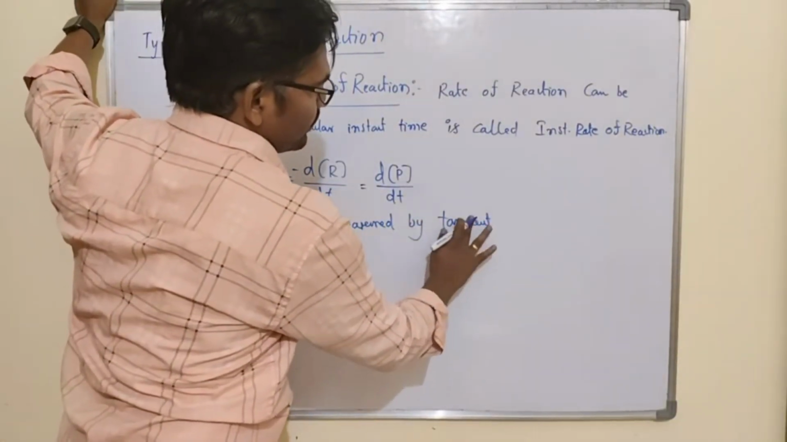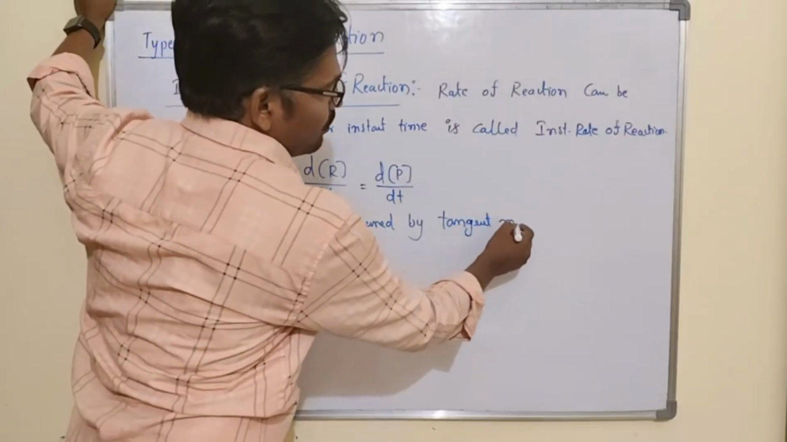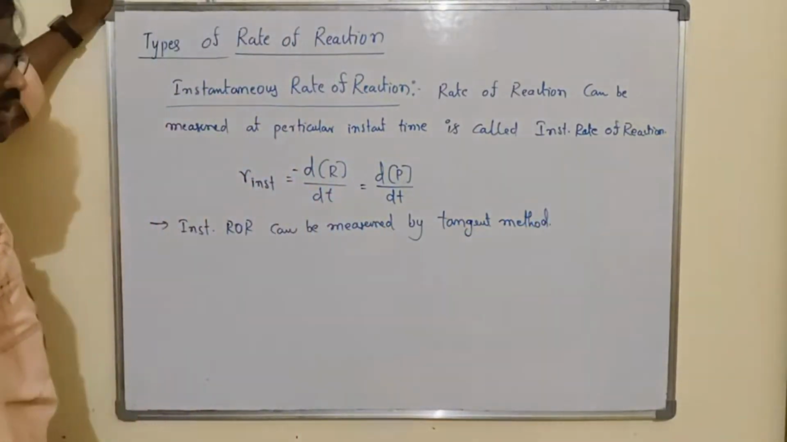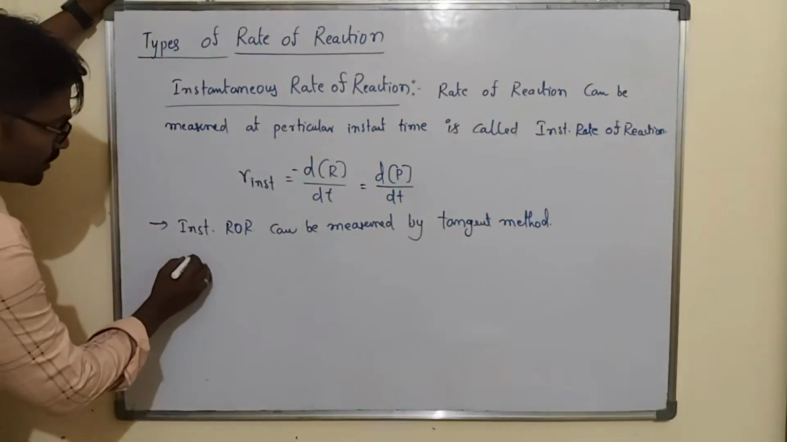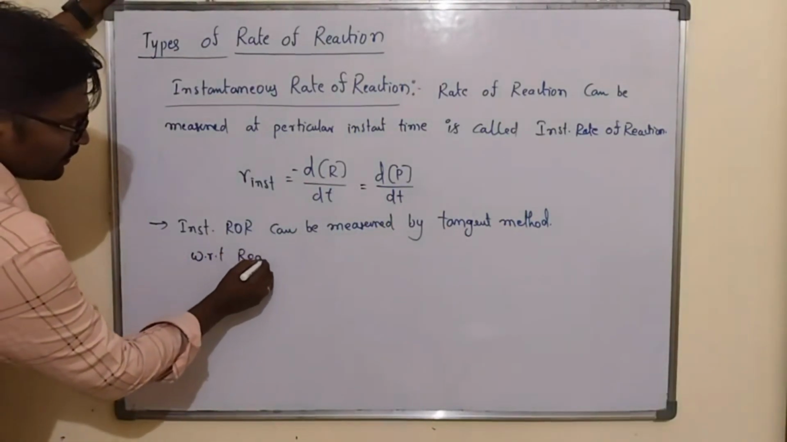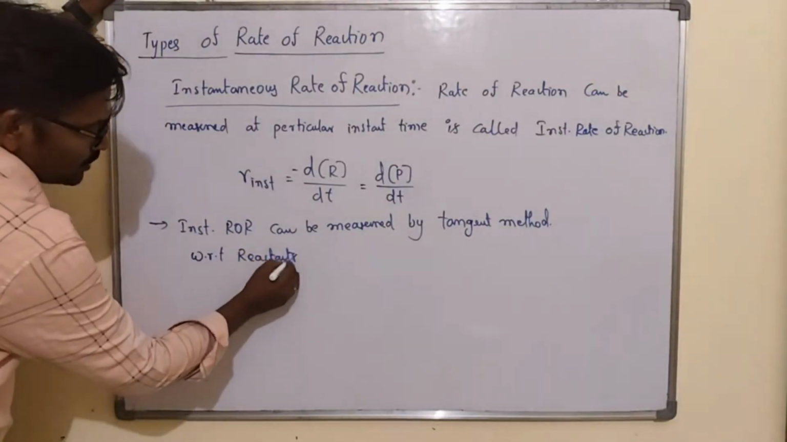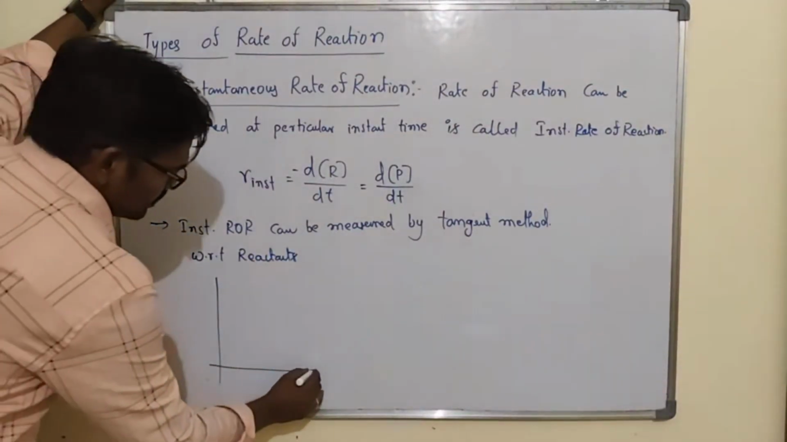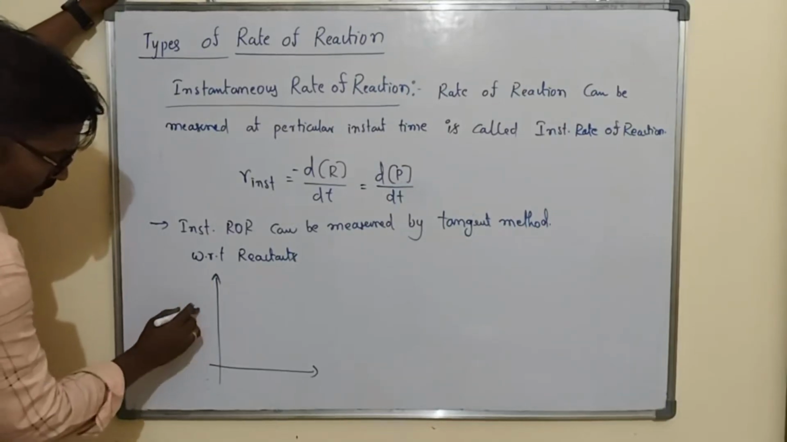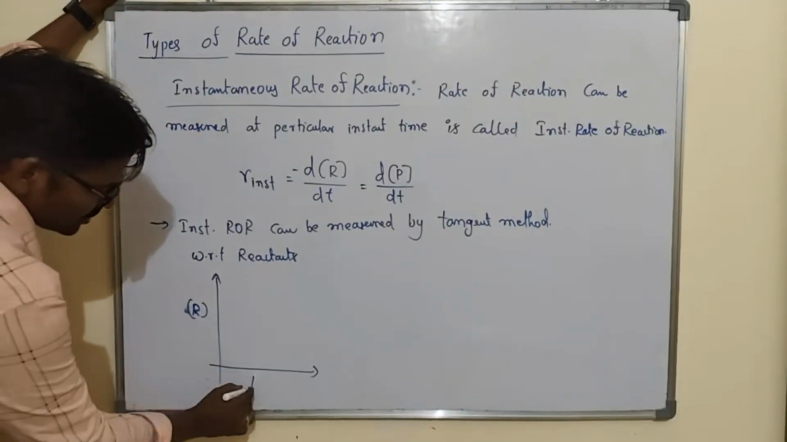Tangent method. What is the tangent method, ma'am? So actually, rate of reaction with respect to reactants: concentration versus time, if you take, this is what? Concentration of reactant versus time if you take.